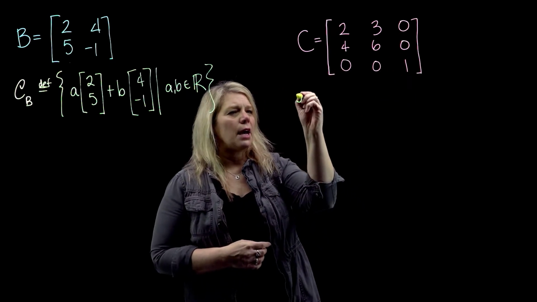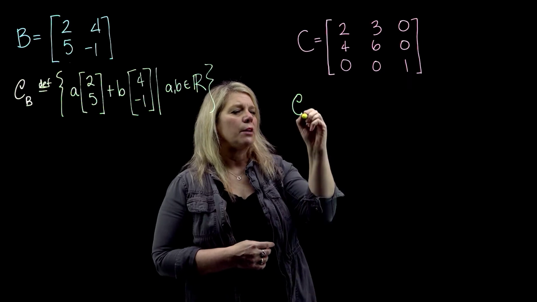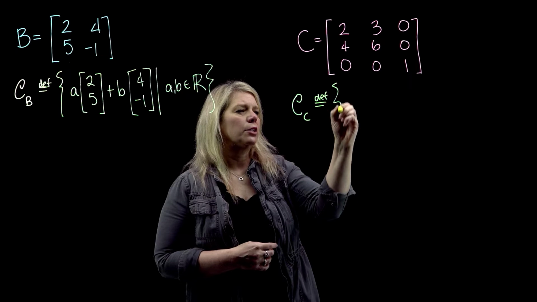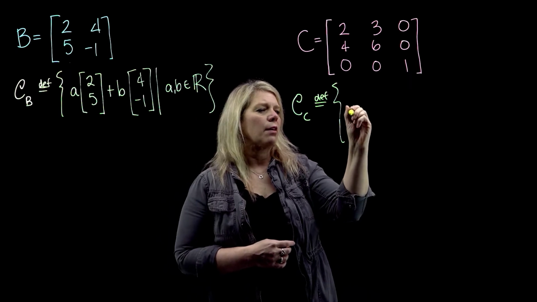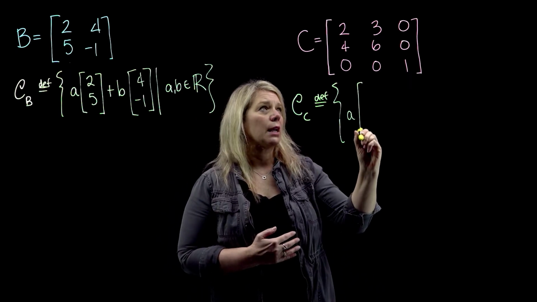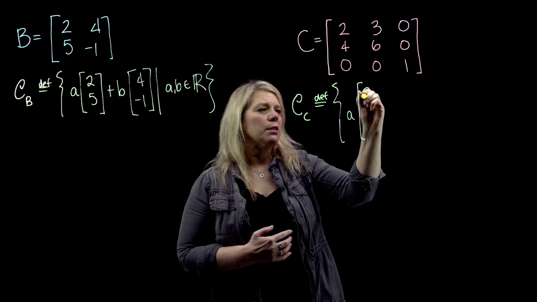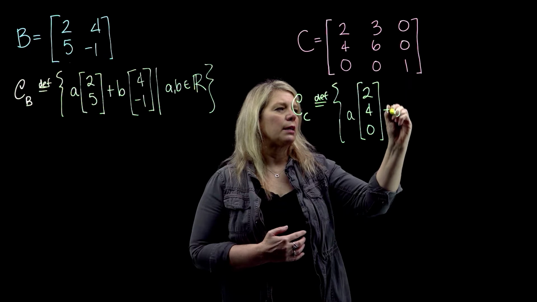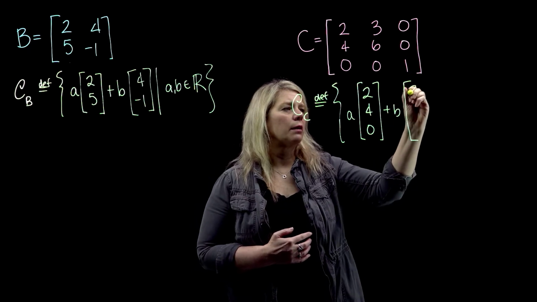All right, so the column space of the matrix C is, by definition, the set of all, and I'm just going to use A, B, and C again here, A times this first vector plus B times the next one.